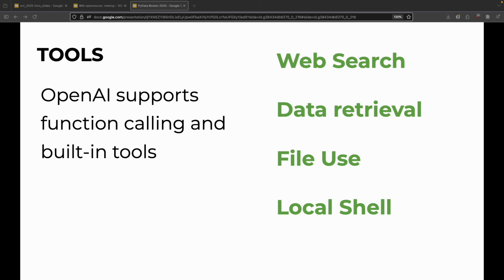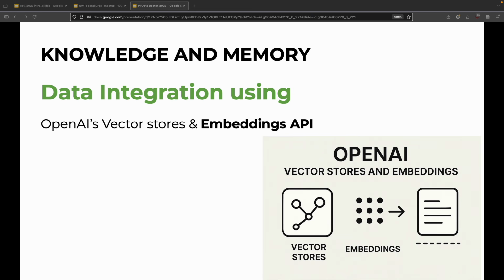So the tools, OpenAI supports function calling and built-in tools. As I said, you can search the web, retrieve some data. Also, it can even search something in your local machine. And OpenAI supports this function calling, and it has built-in tools to connect with your code and enable agents to interact with the world.